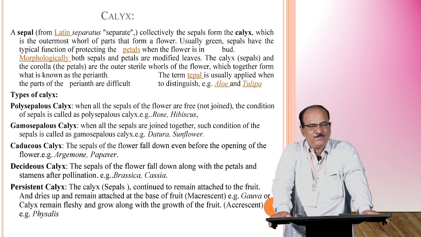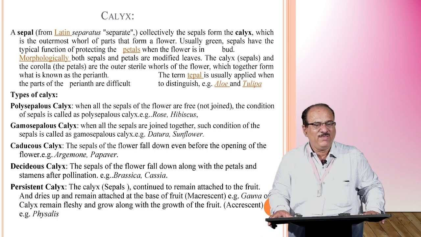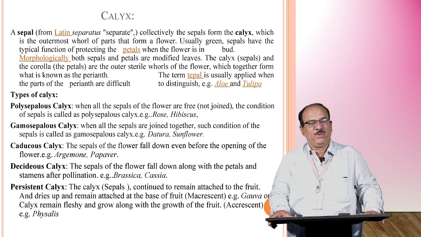Types of calyx. First, depending whether the individual members are separate or united, we have polysepalous calyx and gamosepalous calyx.